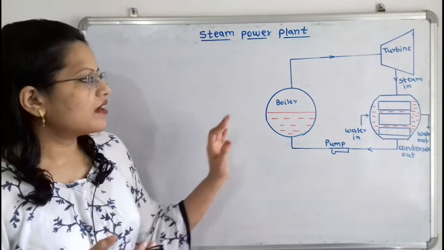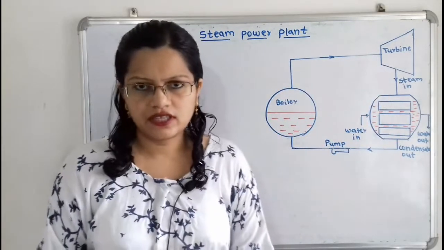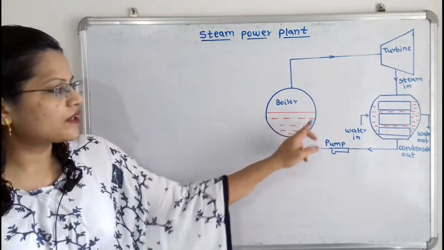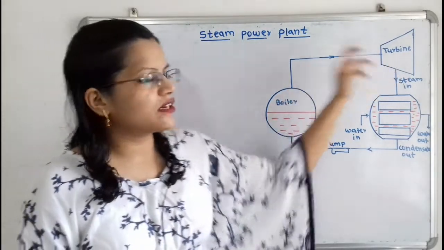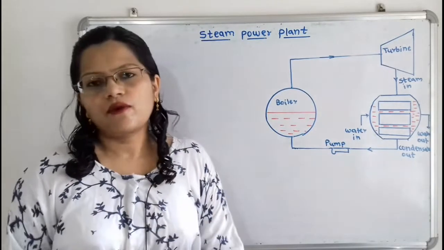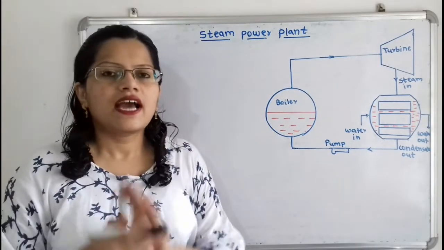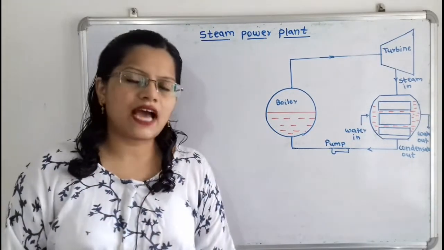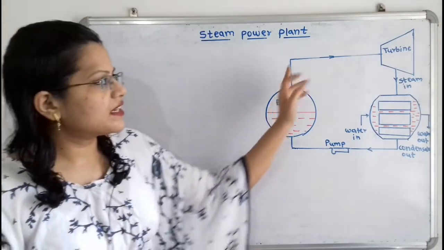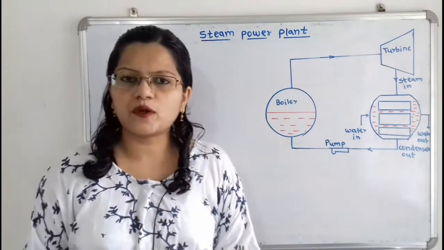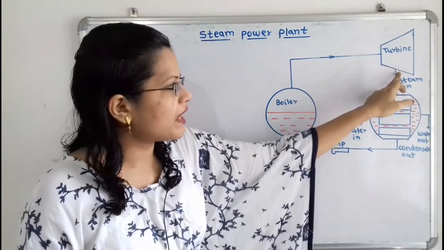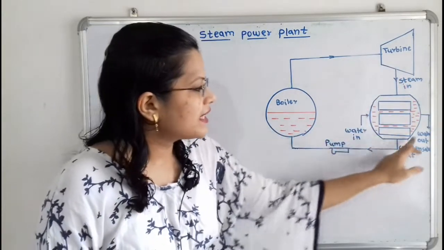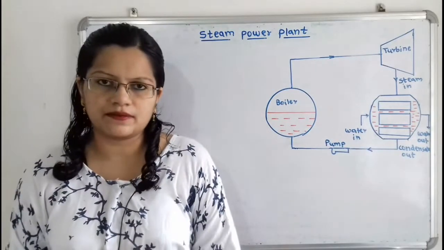Now we will understand the whole process. Here in the boiler, water is getting evaporated and passing to the turbine. This evaporated water is at high temperature as well as high pressure. In the turbine there is the expansion process, and the water and vapor mixture coming out of the turbine is entering into this condenser.